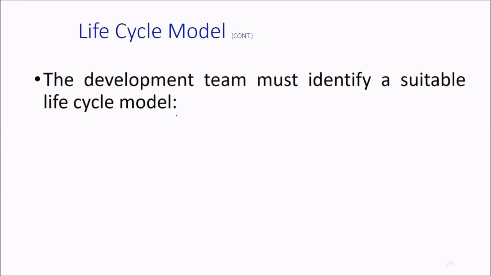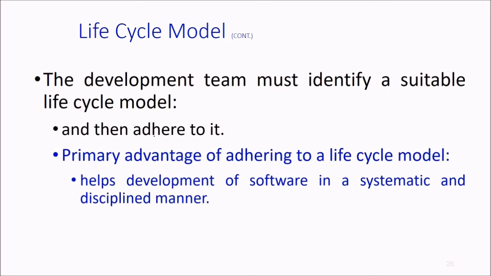And the development team must identify a suitable life cycle. As I indicated, there are various life cycle models which are being proposed and used heavily. First, you have to choose, and then you need to adhere to it. What are the advantages of adhering to a lifecycle model? It helps in development of software in a systematic and disciplined manner, which we really want.